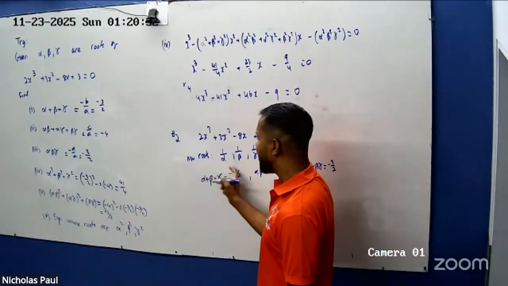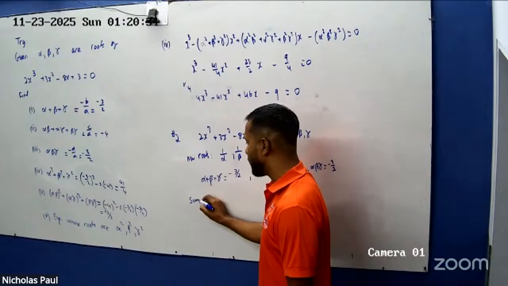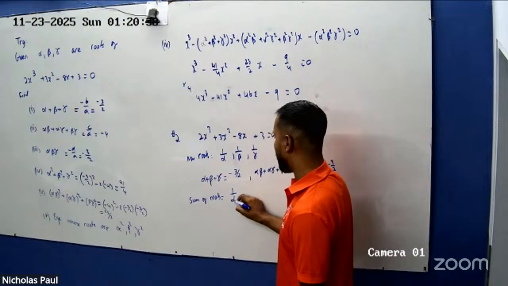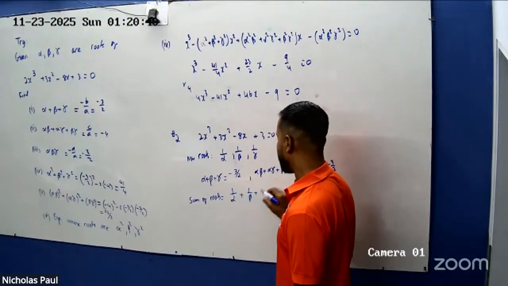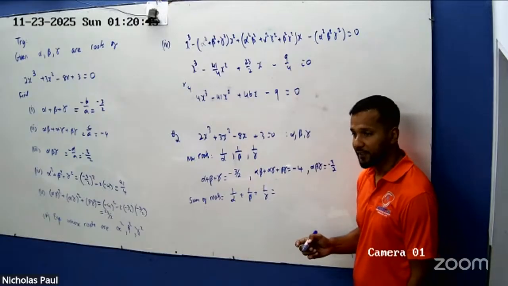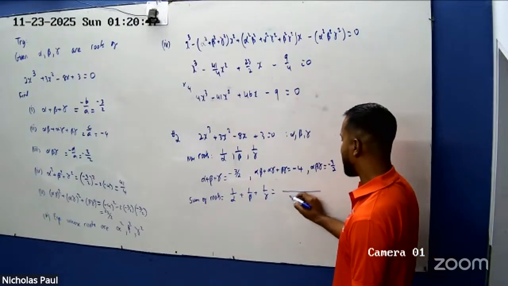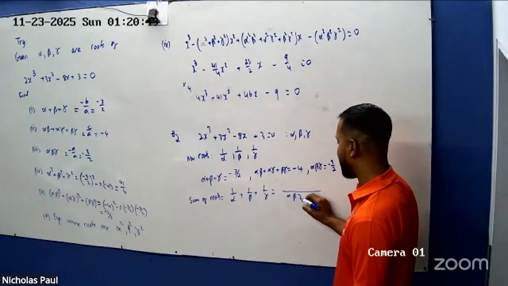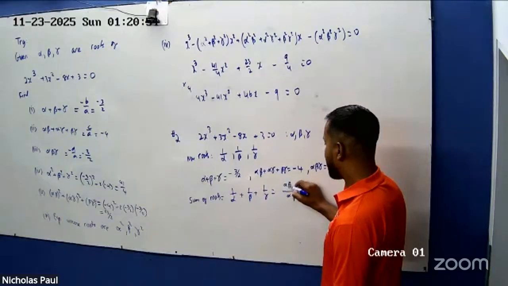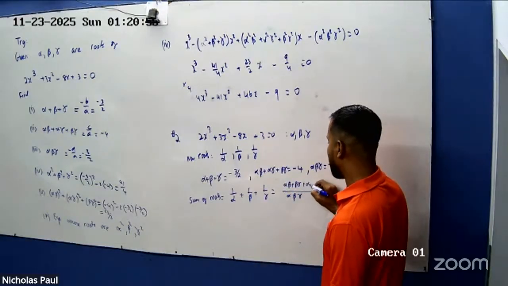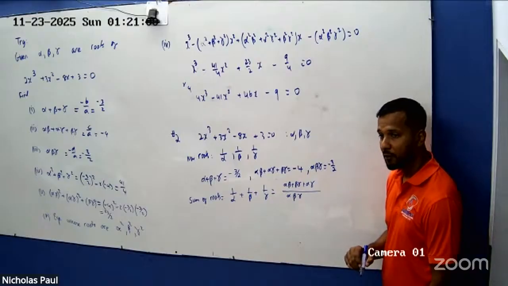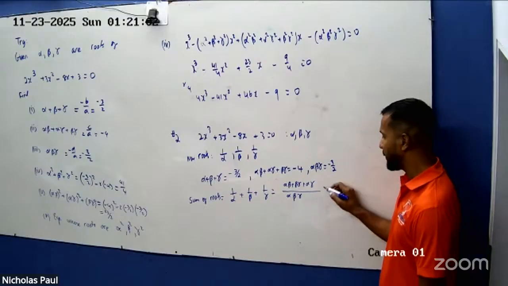Right. So that's the same thing from before. Now to get the new equation, we need the sum of the roots. The sum of the roots is 1 on alpha plus 1 on beta plus 1 on gamma. What do you do to simplify this? LCM? Yeah. So the LCM is alpha beta gamma. And numerator is what? Alpha beta, beta gamma, alpha gamma. That's okay? That's the LCM thing, right?